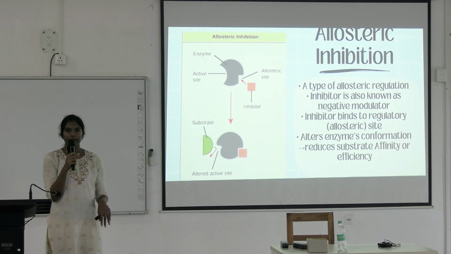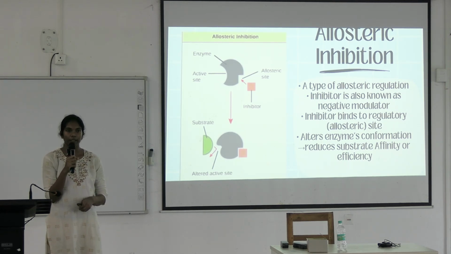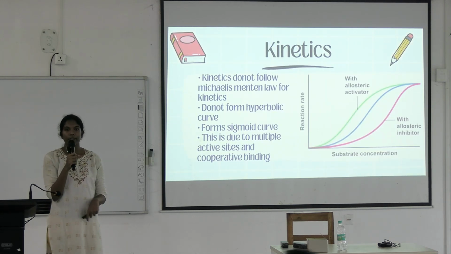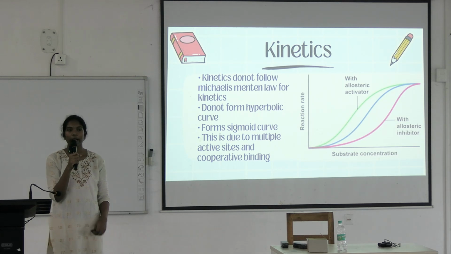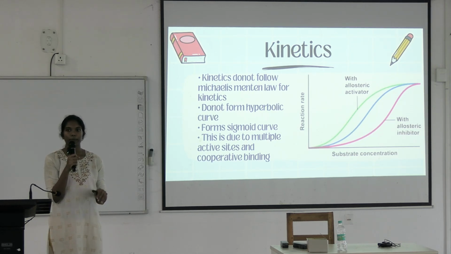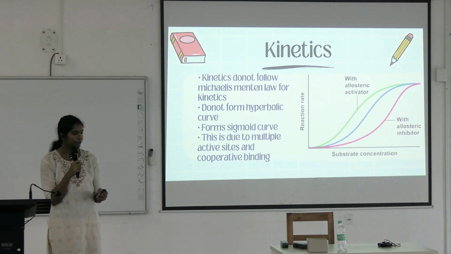Inhibitors here form non-covalent bonds with the enzymes and hence are usually reversible. But some may form very tight non-covalent bonds and this may produce a long-lasting effect. For the kinetics, allosteric inhibition does not follow Michaelis-Menten law for the kinetics. It does not form a hyperbolic curve but rather forms an S-shaped sigmoid curve. This is due to the presence of multiple active sites in the enzyme and cooperative binding.